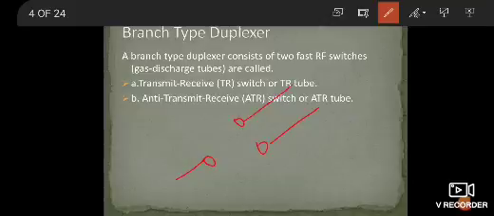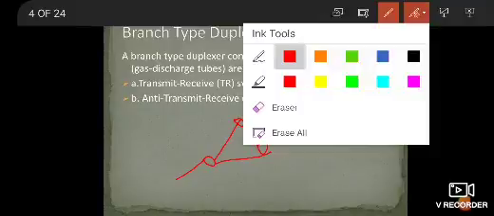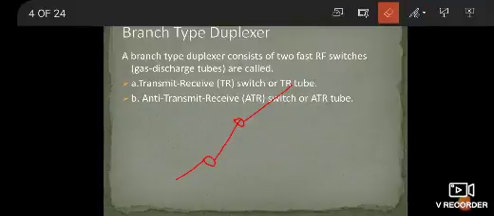So that is nothing but a contact which will be connected at this time for some duration, otherwise it can be connected to this. So like this we are having a single pole double throw switch, which will be permitting the same antenna for both our transmission and reception. So like this we are going to be using this duplexer.